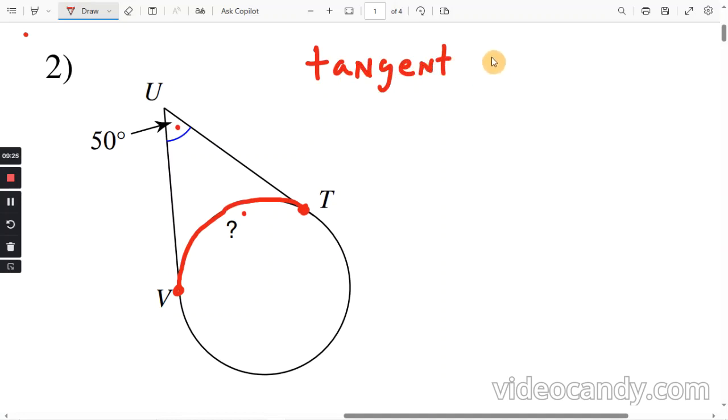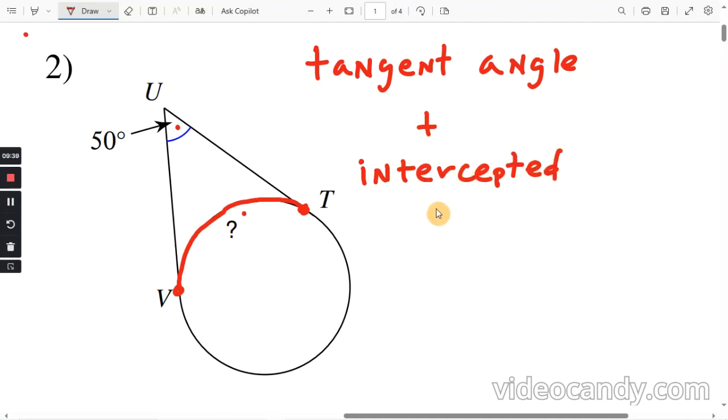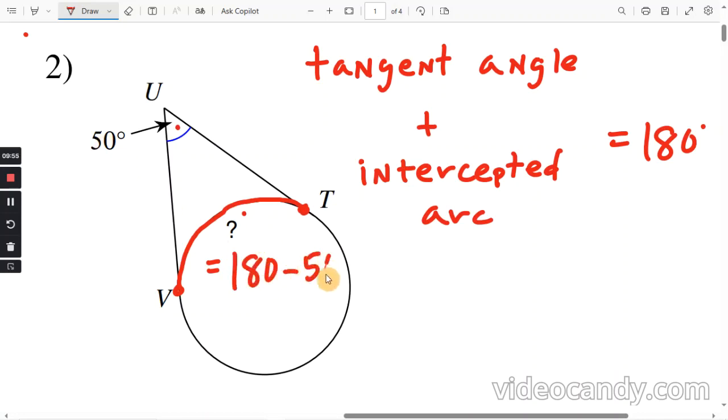All right, so let's say the tangent angle plus the intercepted arc combined, they equal 180, in degrees, when you add this and that. So it's very simple. The question mark is just going to equal 180 minus 50. And of course, that's 30 degrees.